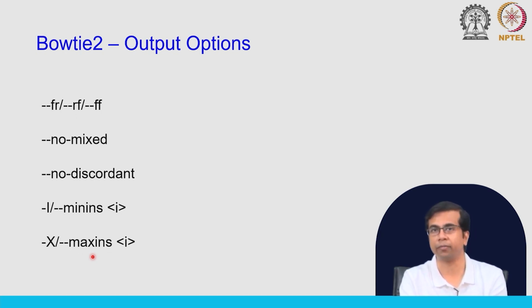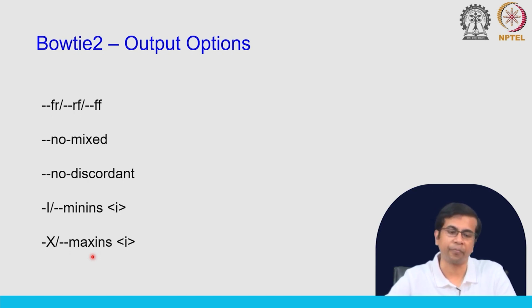Specifically, what no mixed will do is leave out the single end alignments. In paired end alignments, the program will try to map both read 1 and read 2. If it does not find any valid concordant or discordant alignment, it will take these individual reads and try to align them separately. If you do not want that, because this may not be useful, we can always specify minus minus no mixed.